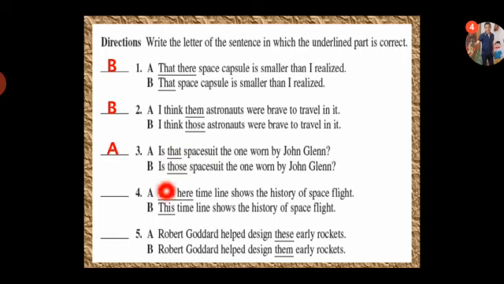Number 4. "This timeline showed the history of spaceflight." Which one is right here? Can I say "this here timeline"? Can I use "here" or "there" after the demonstrative adjective? Of course not. It's wrong. That's why the sentence with "this timeline" is going to be the right answer.